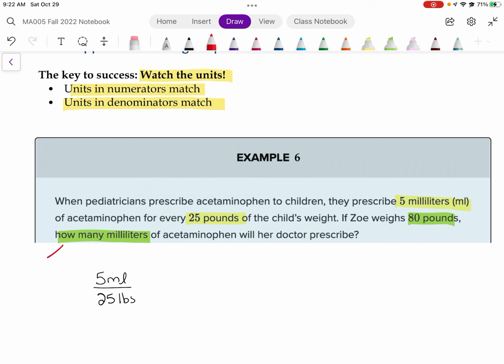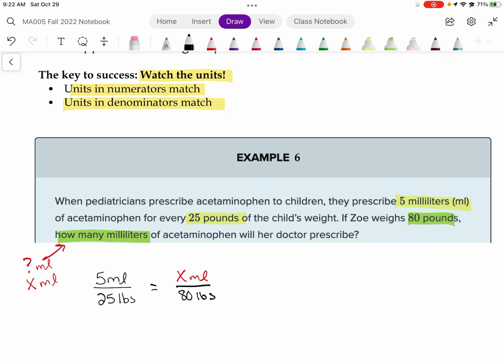That means that the question is question mark milliliters, or X milliliters, right? So that's what we're going to put. Now, where does it go? Milliliters was on top, so we're going to keep it on top. X milliliters for every. Now, Zoe weighs 80 pounds. Okay, so this is how you solve problems with proportions.